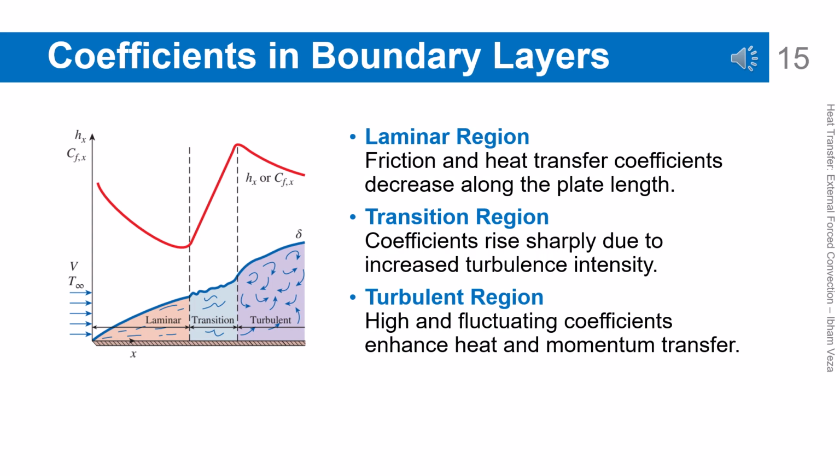Variation of coefficients in boundary layers. This slide shows how the friction and heat transfer coefficients vary along the plate. In the laminar region, their values tend to decrease as the distance from the leading edge increases. When the flow enters the transition region, a sharp increase occurs due to rising turbulence intensity. In the turbulent region, the coefficients become higher and fluctuate. This pattern explains why the transition location is very important in engineering analysis.